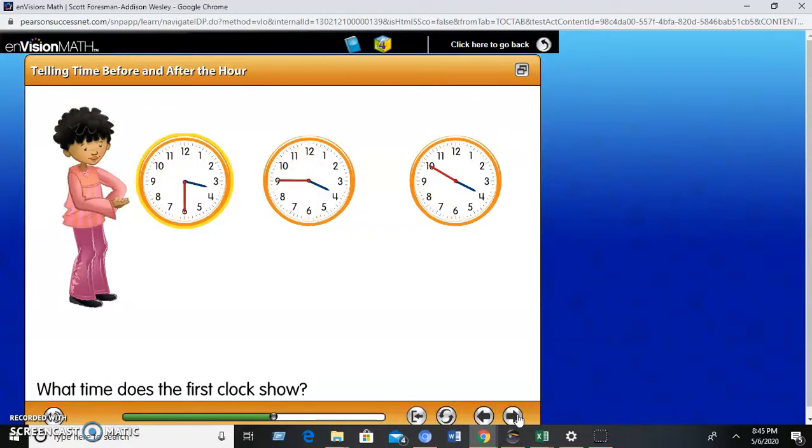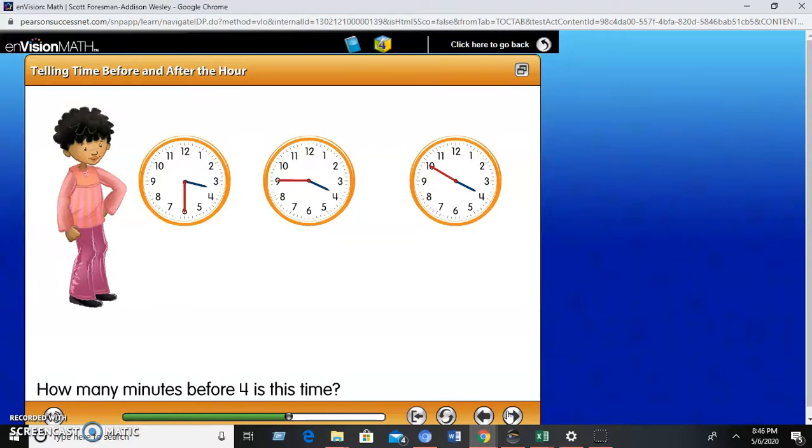What time does the first clock show? So remember, our hour hand is the short hand, and it looks like it's in between the 3 and the 4. So if it's in between two numbers, you always go back to the smaller number. So it's 3, and we're going to count on by 5 minutes. 5, 10, 15, 20, 25, 30. It's 3:30. You can also say half past 3, or you can say 30 minutes till 4. The first clock shows 3:30.